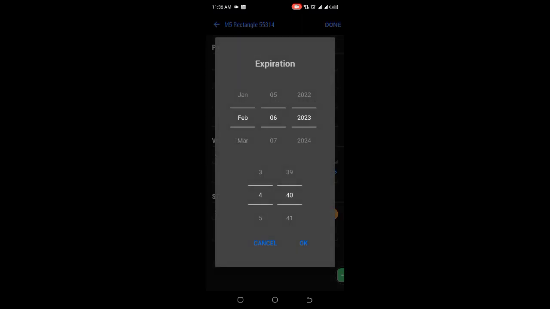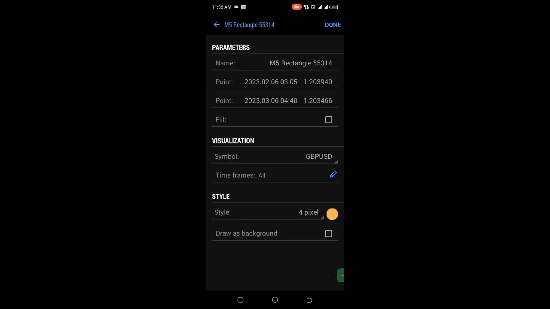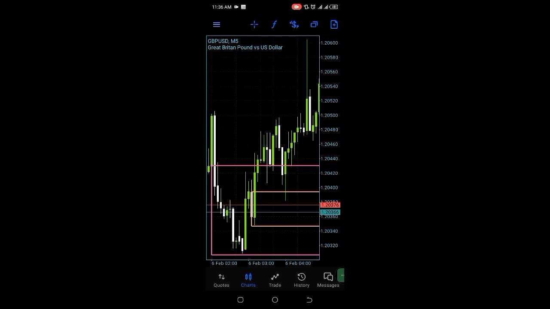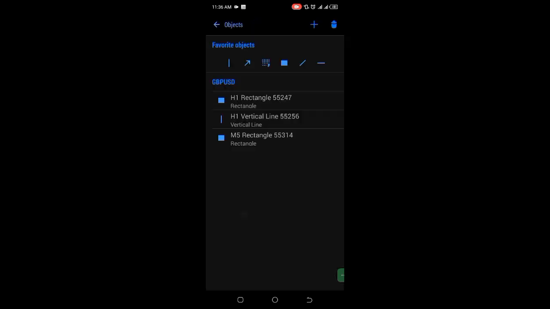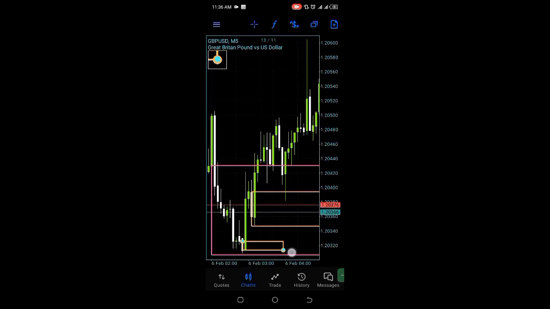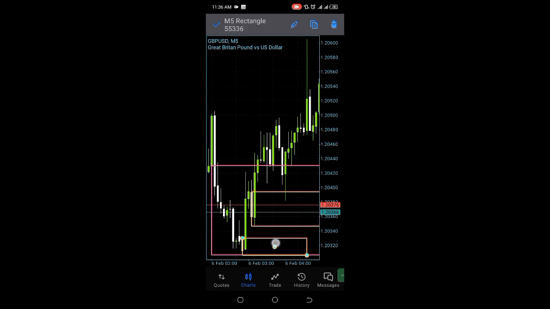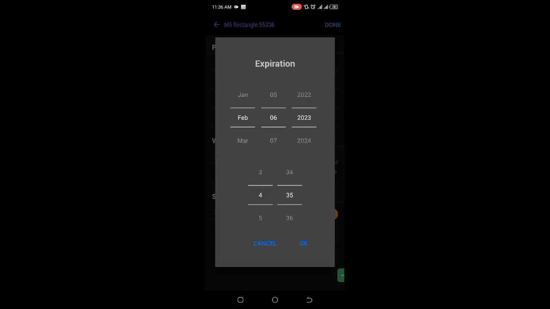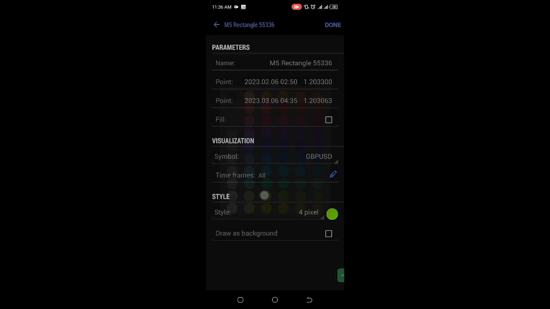I will be extending it to the future. Okay, so this is one. Of course, we have another one right here, another bullish engulfing candlestick pattern. So I will be extending that also to the future, and I guess I should change the color.